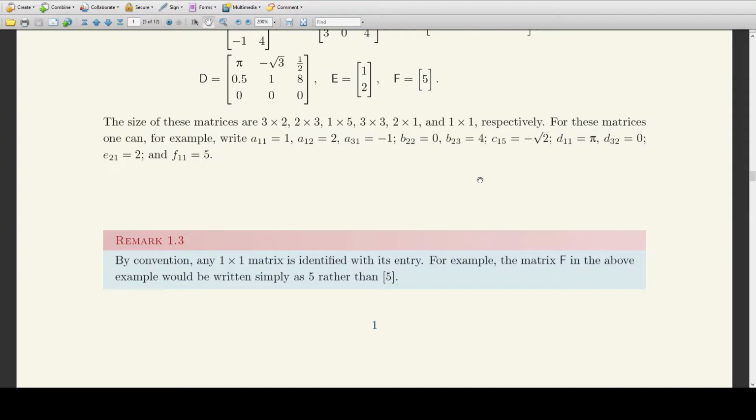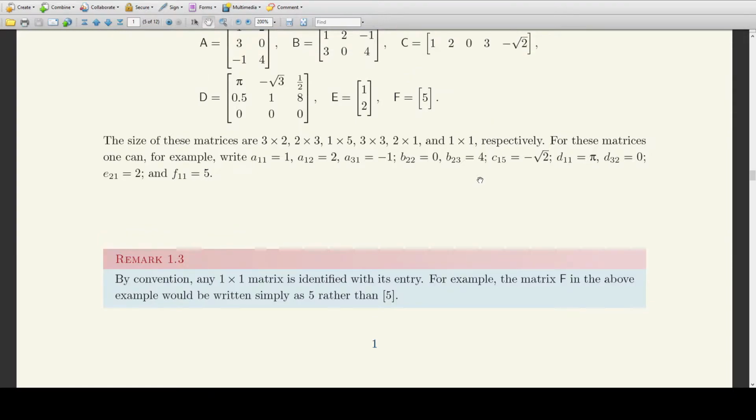Okay, so there is a remark and convention again. Let us go back to this matrix F here. This matrix is 1 by 1. By convention, you identify it with 5 itself. So if you have a 1 by 1 matrix, instead of writing it like this, you just write 5. We do not differentiate between a 1 by 1 matrix and its own entry. That is the content of this remark that I have written here for you.